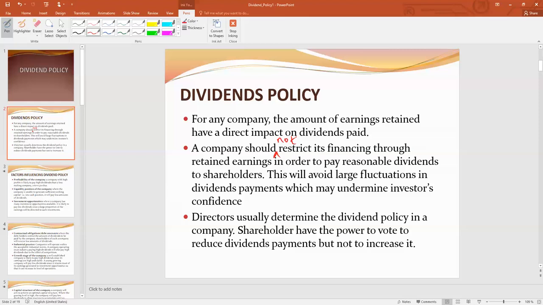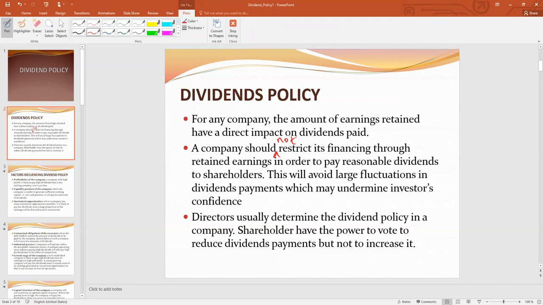This usually determines the dividend policy in the company. And by policy, don't forget, I simply mean how much to pay as dividend, when to pay the dividend, and what format it will take. When you pay the dividend, do you pay a final or an interim? All those decisions, you as a manager, you are the one who comes up with them. In short, the company dividend policy is something you as a manager come up with.